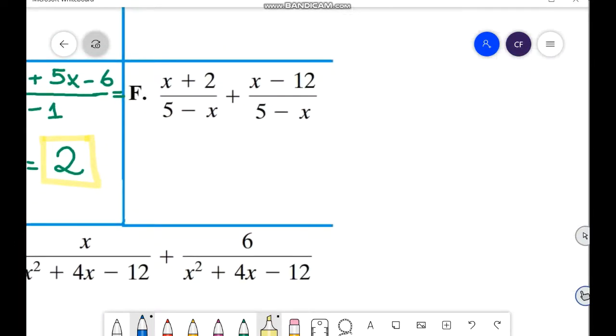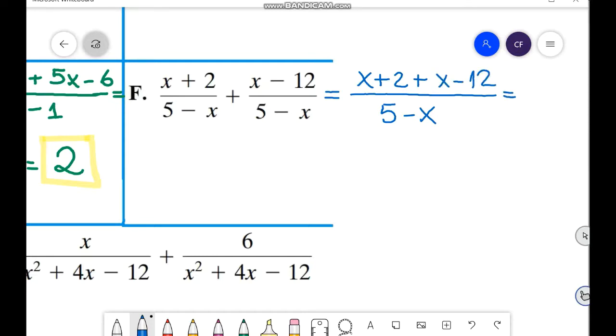Again, if we have the same denominator, you just repeat 5 minus x and add the numerators, x plus 2 plus x minus 12. Nice? X plus x, 2x, 2 minus 12, negative 10, over 5 minus x. It's not the end, you have to check if you can factor out anything, if you can simplify.